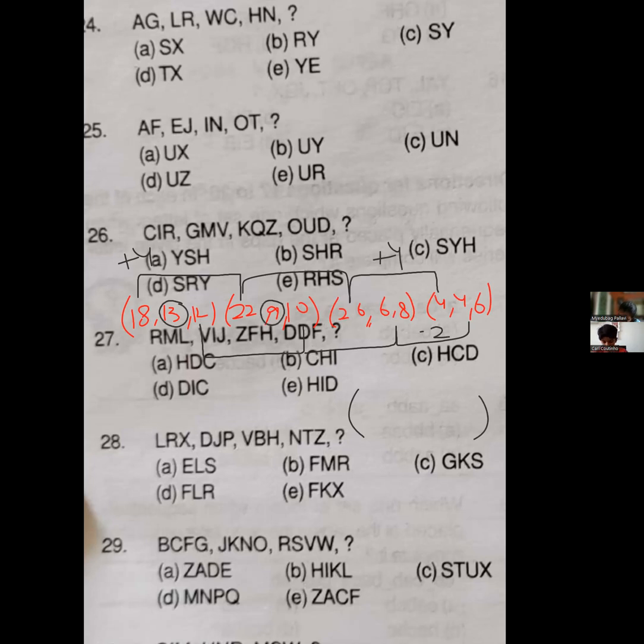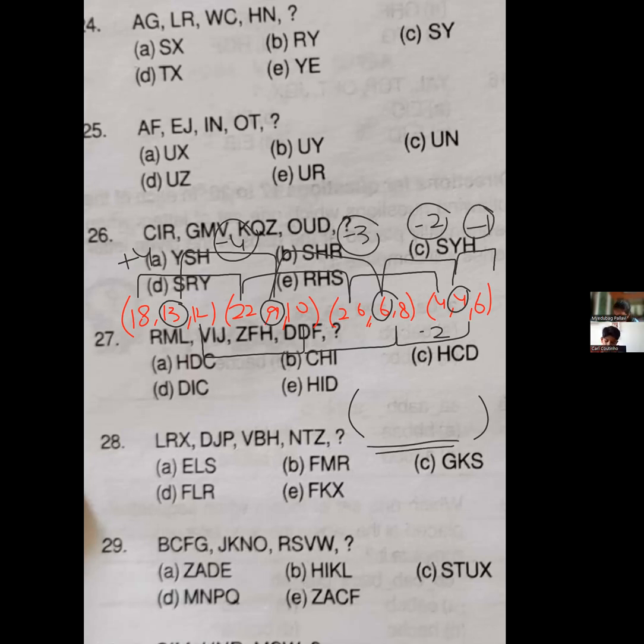the second series goes like 13, then 9. So difference of 4. Then 9 and 6, difference of 3. Then 6 and 4, difference of 2. So we can see that the pattern in the difference is also decreasing by 1. Yes, 4, 3, 2. So that means the next one will be minus 1, correct?